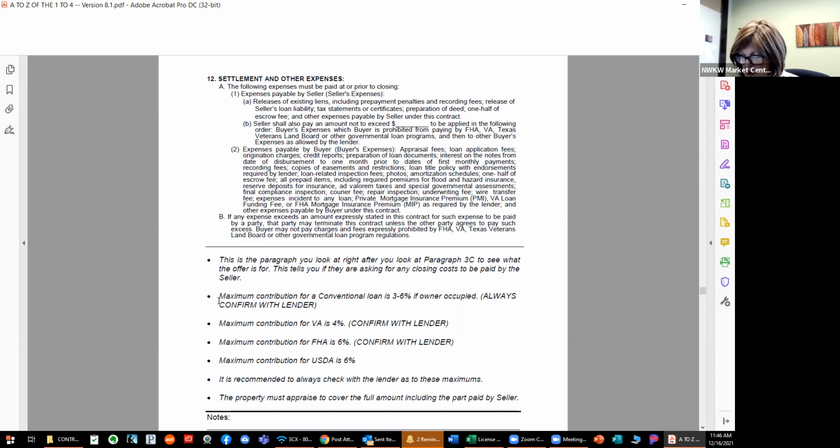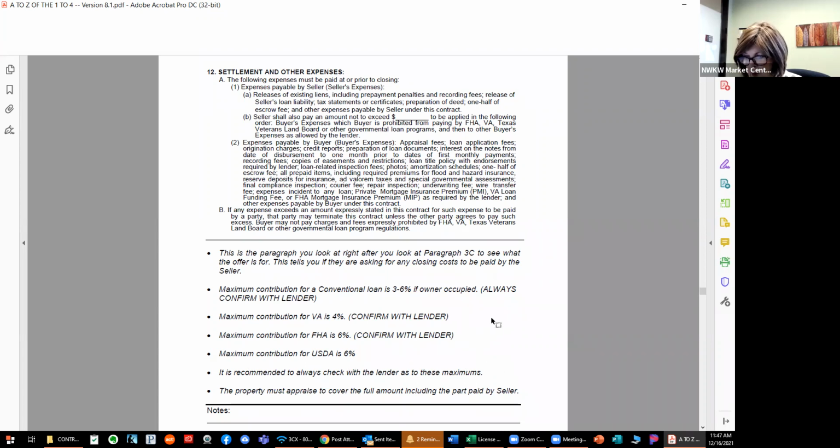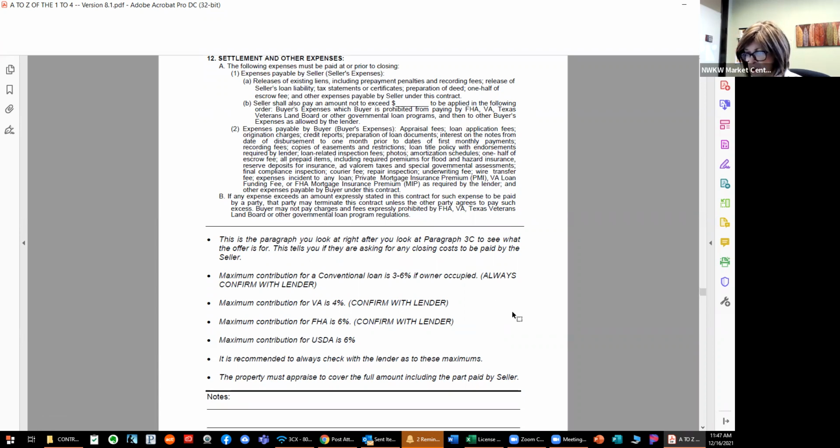Maximum contribution for a conventional loan is between 3 to 6% if owner occupied. Always confirm with the lender what these amounts are, because they can change, and I'm not out selling right now. So always confirm with the lender what the maximum contribution is. Contribution for VA, FHA, or USDA, it's recommended to always check with the lender for those maximums. The property must appraise to cover the full amount, including the part paid by seller. So it should appraise at the sales price. And then, of course, we're talking about that appraisal addendum in an addenda class that I don't think has been scheduled yet for next year.